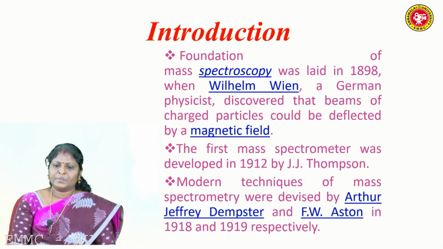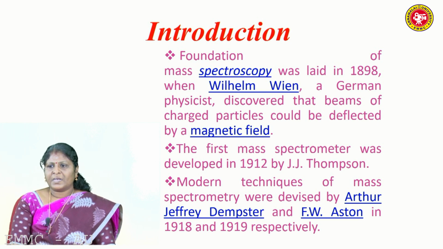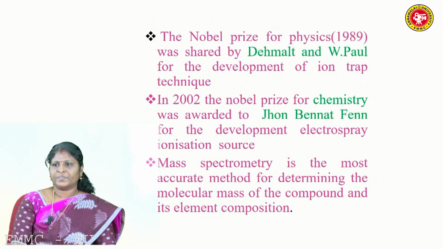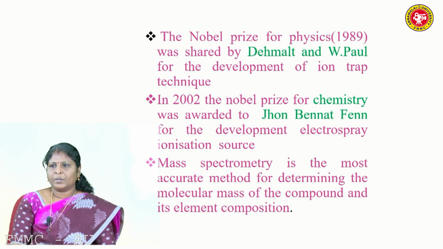Wilhelm Wien, the German scientist, discovered that beams of charged particles could be deflected by a magnetic field. He founded mass spectroscopy in 1898. Afterwards, J.J. Thomson developed the first mass spectrometer. Others, Jeffrey Dempster and F.W. Aston, devised the modern techniques of mass spectrometry. The Nobel Prize for Physics was shared by Dehmelt and W. Paul for the development of ion trap techniques. In 2002, the Nobel Prize for Chemistry was awarded to John Bennett Fenn for the development of the electrospray ionization source.